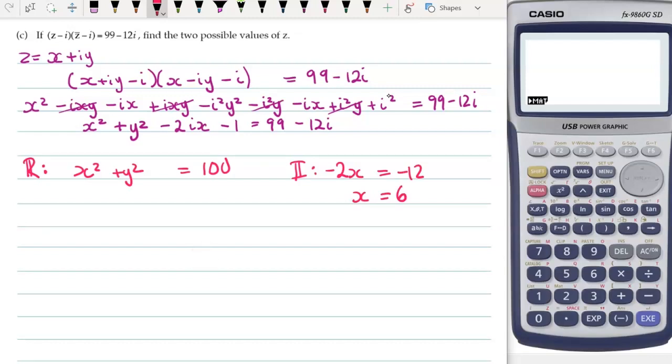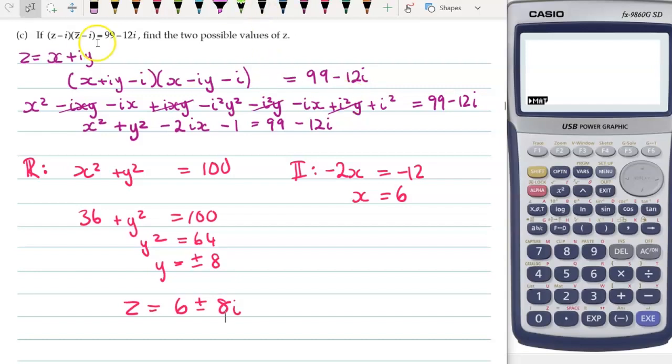Pop that back into the real part. We have 6 squared plus y squared equals 100. So 6 squared is 36, so y squared is equal to 64. y is equal to plus or minus 8. So therefore z is equal to 6 plus or minus 8i, by substituting those values back into the x plus iy here.